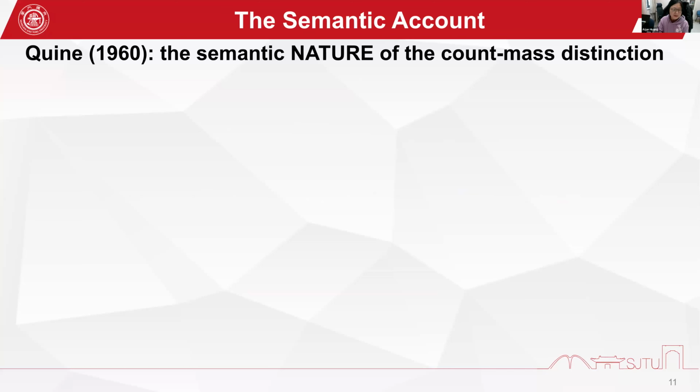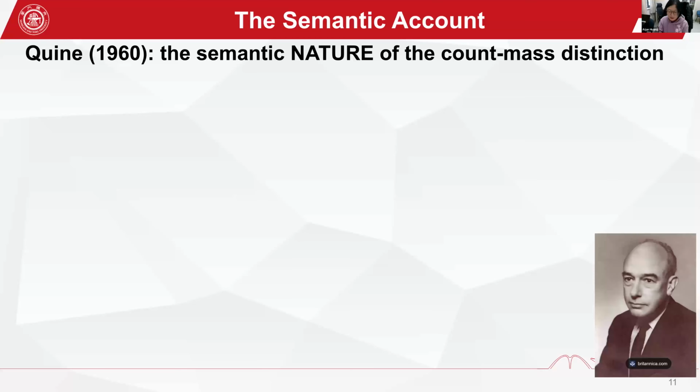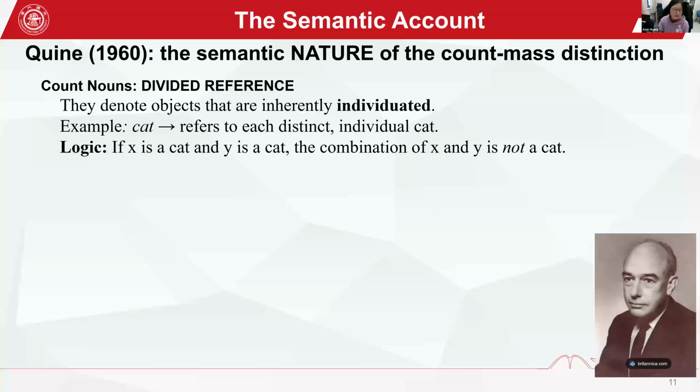Back in the 1960s, in Quine's classic book, Word and Object, he characterized the semantic nature of the count-mass distinction. According to Quine, count nouns have the feature of divided reference. Let me explain what divided reference is. That means count nouns can denote objects that are inherently individuated. For instance, the word cat refers to a distinct individual cat. The logic is like this: if X is a cat and Y is a cat, then the combination of X and Y is not a cat, because the reference of cat is divided. That is what he means by divided reference.